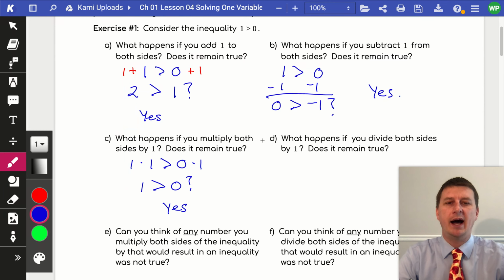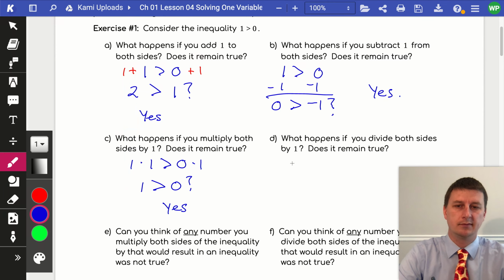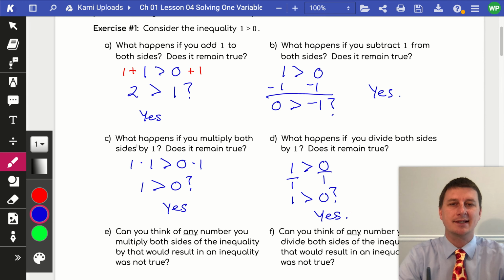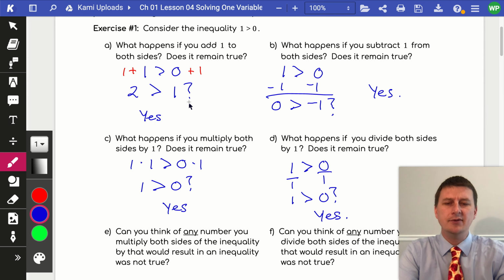What happens if we divide both sides by 1? Let's start off with 1 greater than 0. We're going to divide both sides by 1. 1 divided by 1 will give us 1. 0 divided by 1 will give us 0. And is that true? And your answer there is yes. Can you think of any number you multiply both sides of the inequality by that would result in an inequality that was not true?